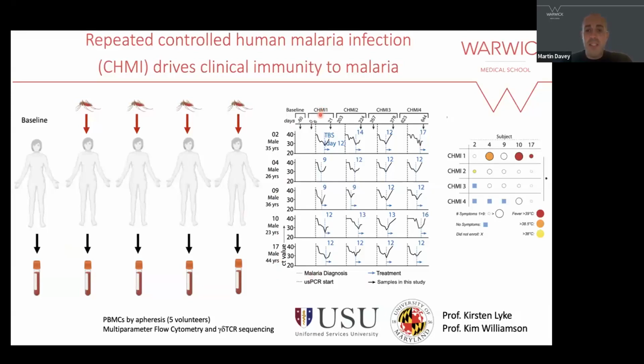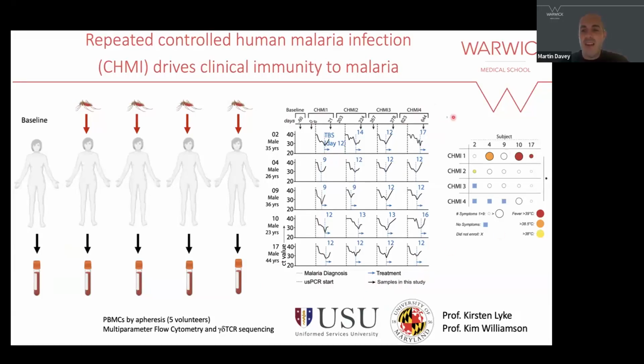And you can see CHMI 1 through to 4, all 5 of these individuals attended for all 4 CHMIs, which is quite remarkable. And this occurred over about 3 days, 3 years, sorry, not 3 days. That'd be incredibly short. Over a 3-year time point. And you can see some of the dynamics, and you can read up on some of this in our paper.